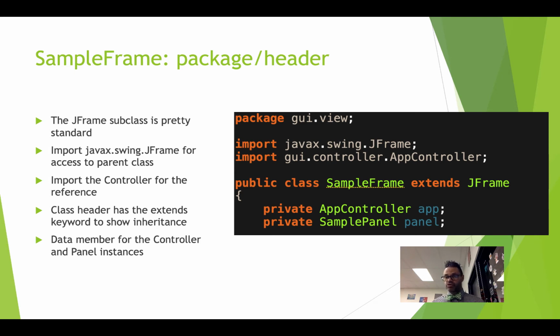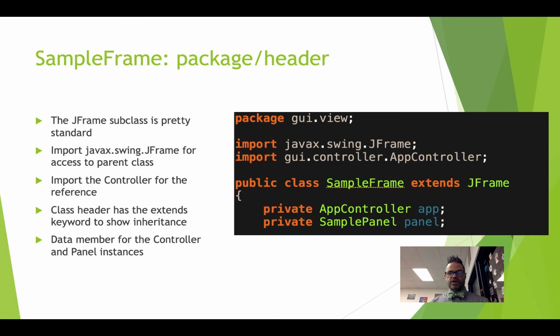So as you can see right here in the package structure in the header, we have a package where we always, of course, reference the package the class goes in. We have a couple imports we have to have. We have the JFrame class, so we can import our parent class's structure, and a reference to the controller because we have to know what we're talking to. Now, inside our class header, we have the extends keyword to show the Java inheritance. We'll be talking quite a lot about inheritance over the next few weeks, so keep watching to see what that means and how we actually use it.